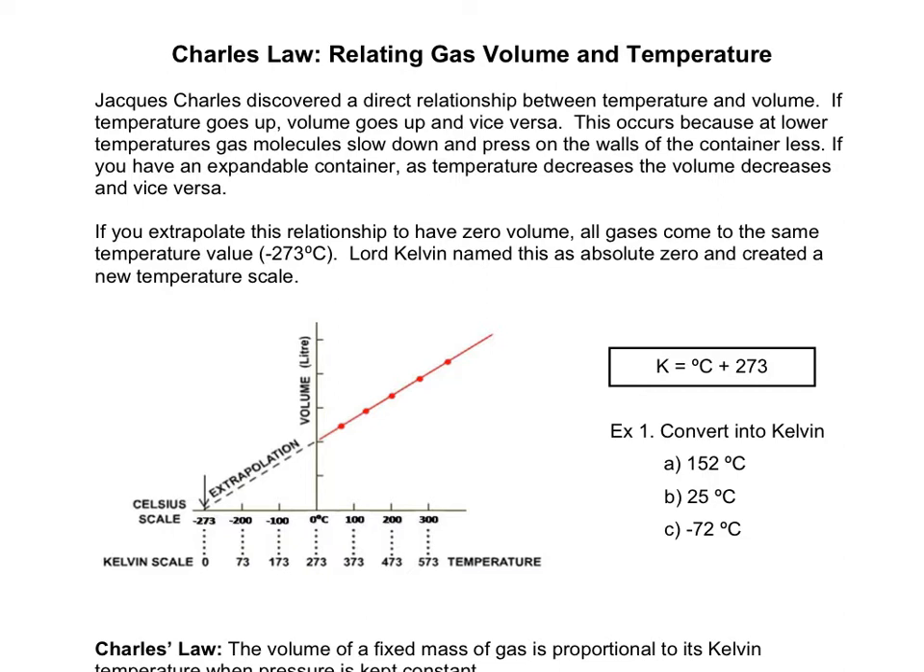Lord Kelvin noticed that no matter what gas you use, the theoretical point where you hit the x-axis was always the same temperature, minus 273 Celsius. Lord Kelvin named this absolute zero because this is also the theoretical point that all particle movement stops. The particles simply have no energy to do any vibrational motion at all. This is therefore the lowest temperature a substance can ever reach.